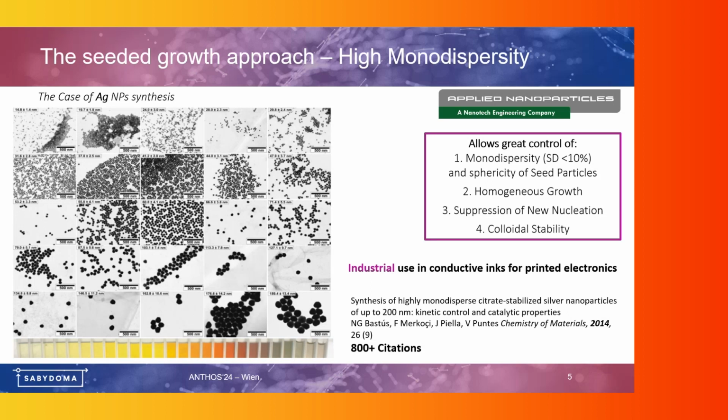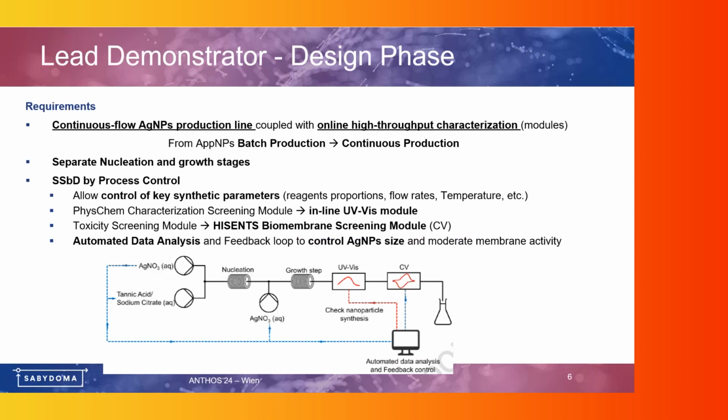And in the company, what we did was not focus just on the academic output of this, but on increasing the output of mass. So it's a modification of this process, but based on the seeded growth approach. Then a bit on the requirements that we gave to other partners, to LEITAT and to NTUA, on what we needed for the process. One was a requirement from them: to put in online high-throughput characterization, we needed to pass from our batch approach to a continuous approach.